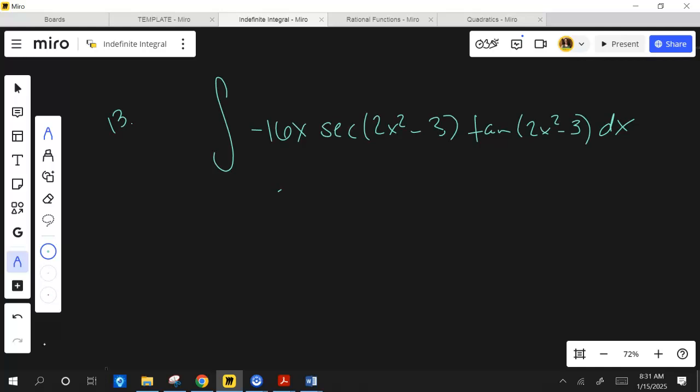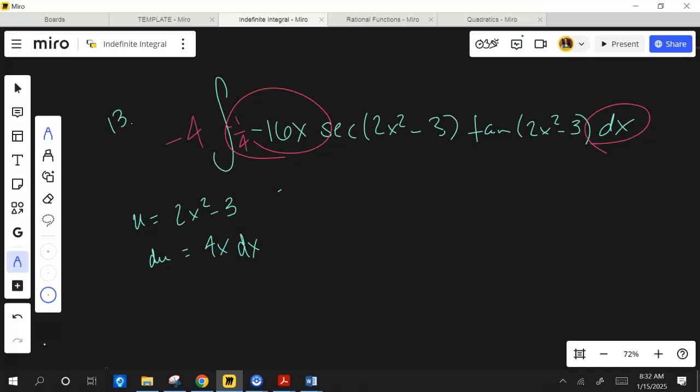That's good. All right, I'm gonna let u be 2x squared minus 3, and I'm gonna let du be 4x dx. So I'm really looking at the du here. So I've got the negative 16 and the dx. So how do I make negative 16 become 4? Divided by negative 4. So if I do divide by negative 4, then I counter out here with a negative 4.